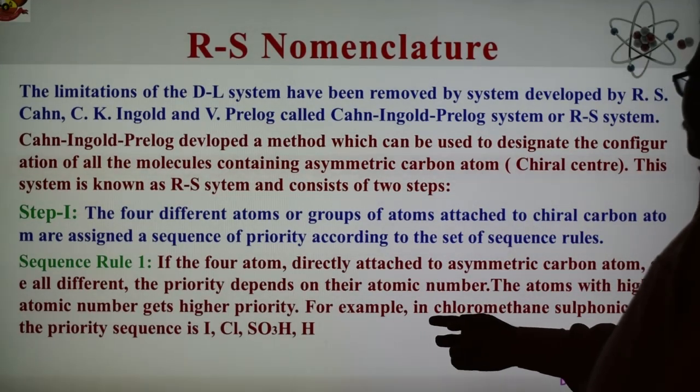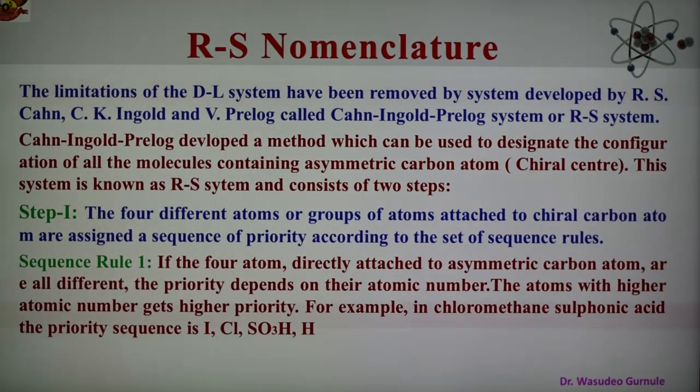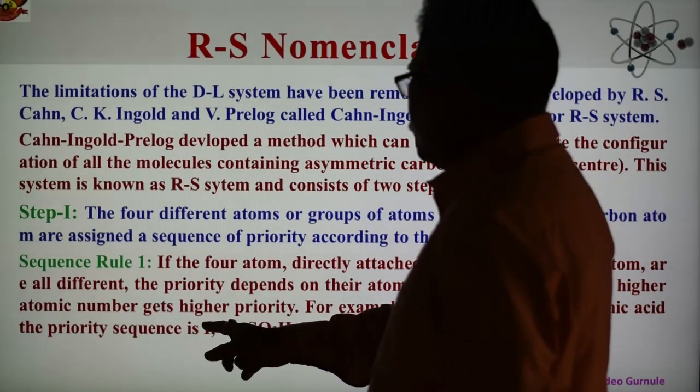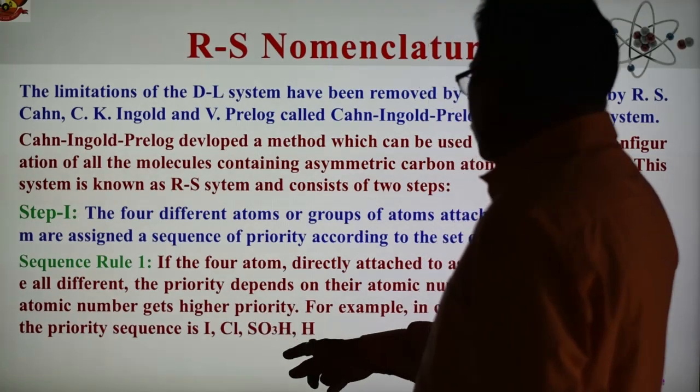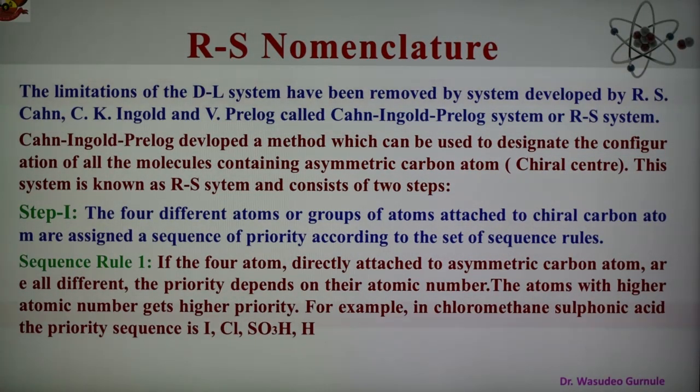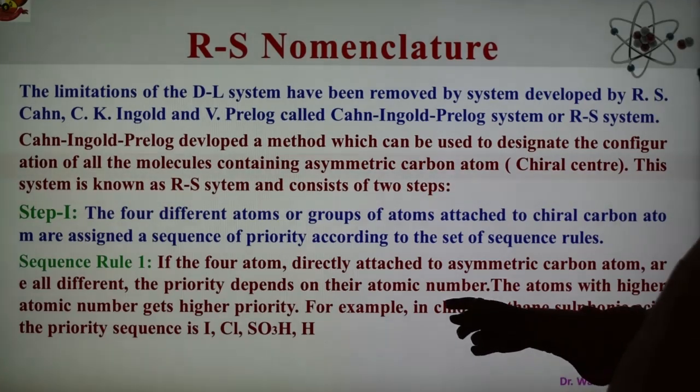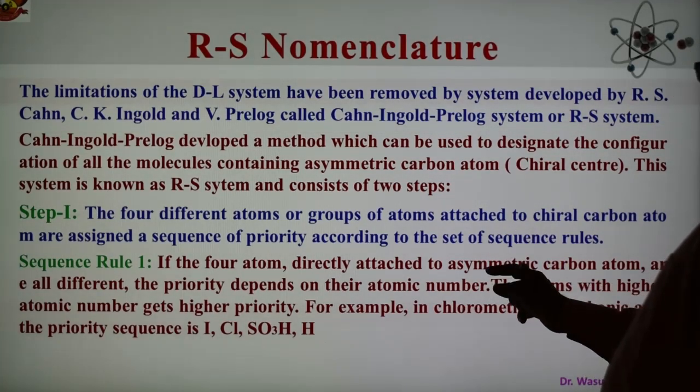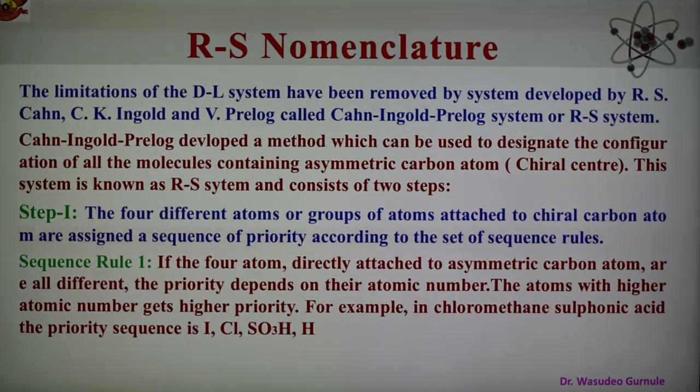So an example is given here. A simple example is chloromethane, and in this case the compound is actually chloroiodomethane sulfonic acid. The priority sequence is first I, then Cl, then SO3H, and then hydrogen. So iodine is not here.